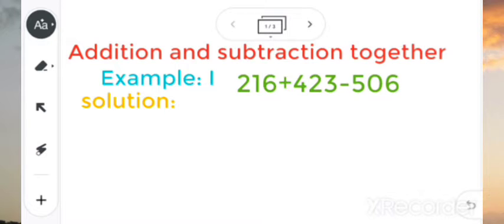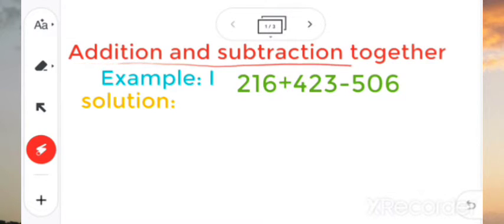Good morning children. Today we are going to see addition and subtraction together. In one sum itself, addition and subtraction will come, that we will see. I have written the first example here. Let us see now.